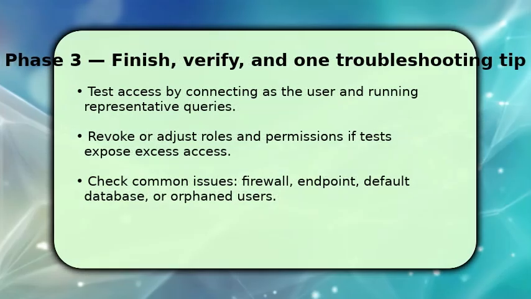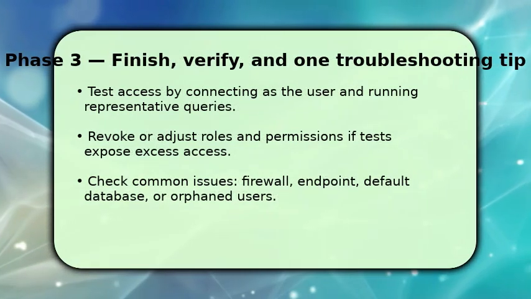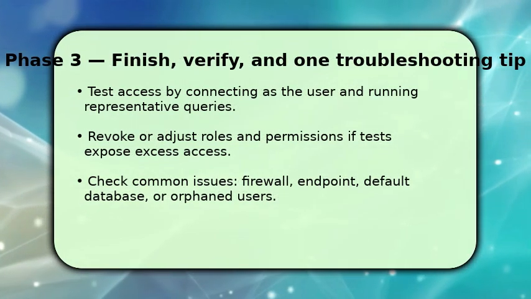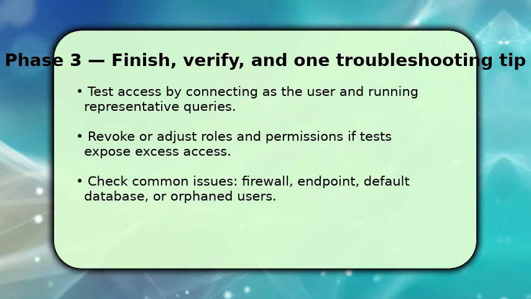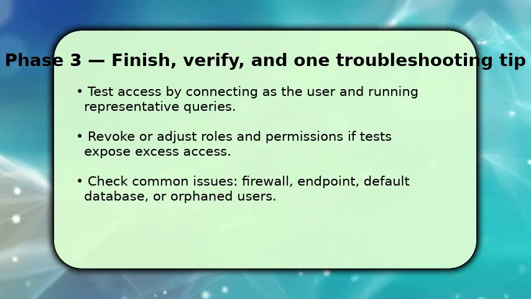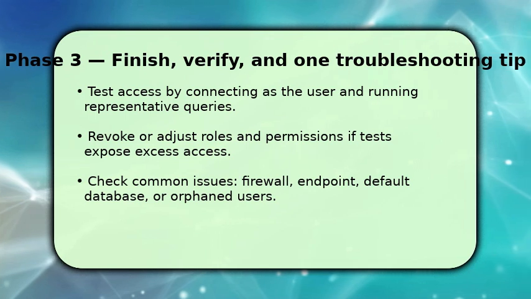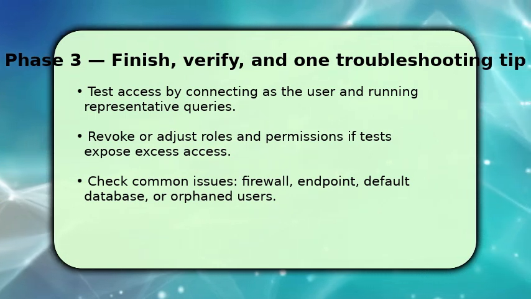To finalize, test access immediately. Connect as the user and run representative queries to confirm functionality. Once done, audit permissions, and revoke or adjust roles if tests reveal excessive privileges. Also script a quick rollback plan so you can remove access safely.